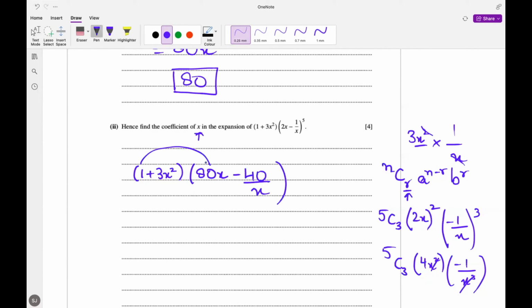Now multiplying 1 by 80x, we will get 80x. And multiplying 3x squared by minus 40/x, we will get minus 120x. So 80x minus 120x will become minus 40x. So the coefficient of x will be minus 40.